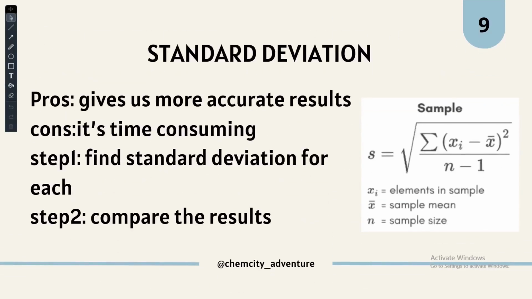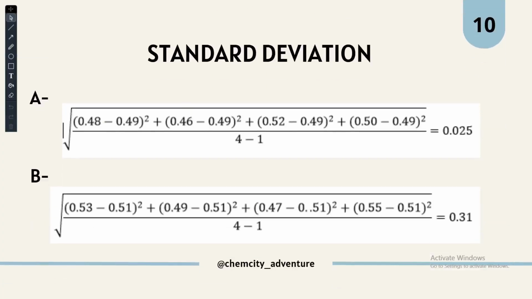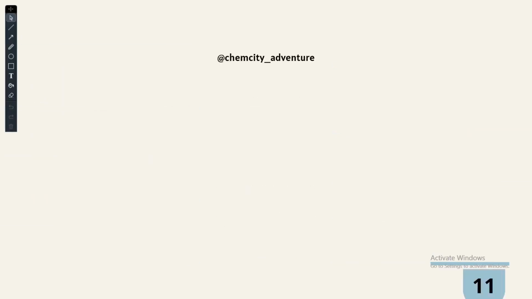The third way for solving this question is standard deviation. Well, the pros: it gives us more accurate results, and the cons: it's time consuming and a little bit hard to calculate. Again, step 1 is finding the standard deviation for each, and step 2 is comparing the results. Here I have calculated the standard deviation for both, and as you see, A is by far lower than B, so it's more precise.